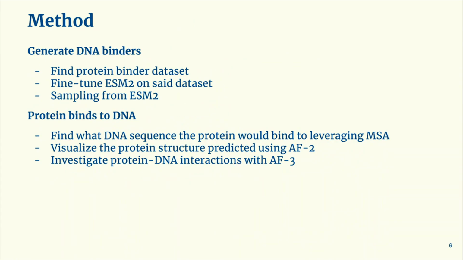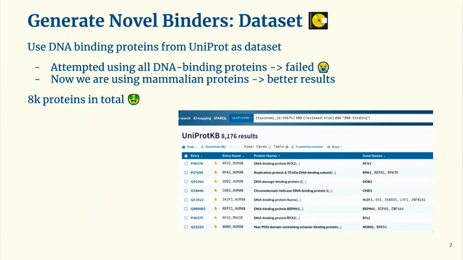Now I'm talking about how we actually do that. You could split the problem into two steps. One is generating DNA binders, and the other is seeing if the protein actually binds to the DNA. I'll go over the first part because that's the part of the project I worked on. Next slide. To make DNA binders, first we want to have some DNA binders to work off of. So I collected data from UniProt. Initially, we got all DNA binding proteins, but when we tried working with that, the model just did not work as well. So we thought that if we switched to mammalian proteins, there'd be less diversity among the proteins, and we'd get better results. In total, our data set has about 8,000 proteins. Next slide.